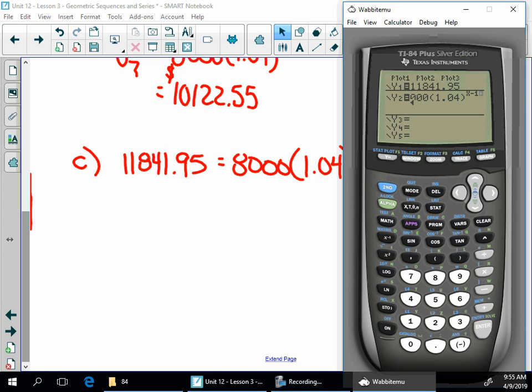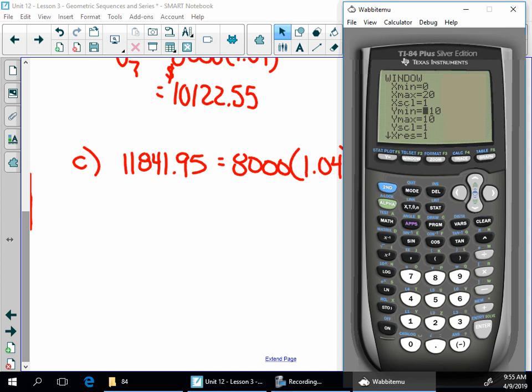Now, it's not going to show our answer off the bat because our window is wrong. That's always the challenge with solving for an unknown exponent, is getting the right window. So if we go into window, we have to think about our x's and our y's. X in this case represents years. Well, our minimum number of years is 0. We can't have less than 0 years. I don't know how big to make the X max, so I'm going to call it 20 for now. I figure it won't take 20 years in the future to go up to 11,000, considering that U number 7 was 10,000 already.